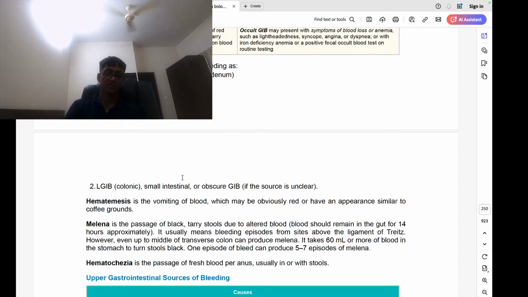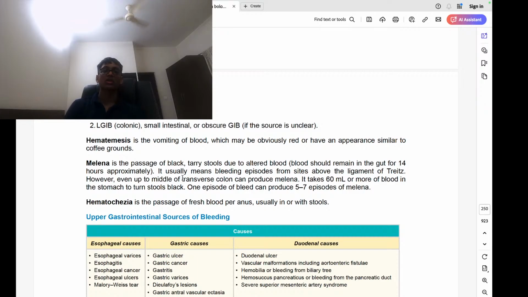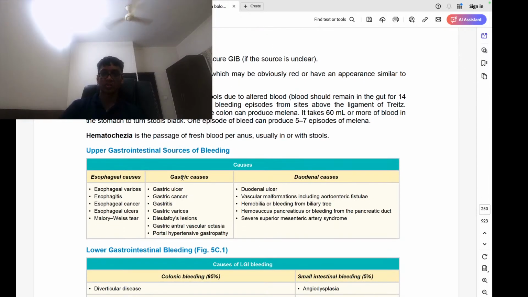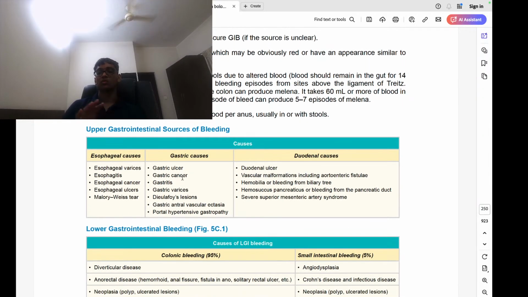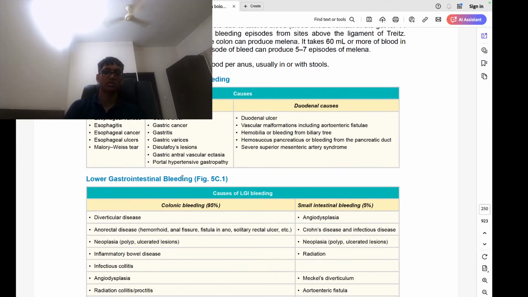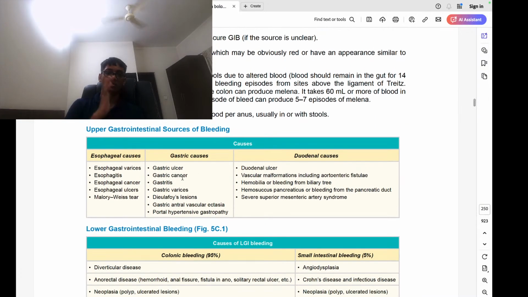Hematemesis is the vomiting of blood, which may be obviously red or have an appearance similar to coffee grounds. Melena is black tarry stools due to altered blood, and it usually means bleeding from a site above the ligament of Treitz. However, even up to the middle transverse colon, it can produce melena. It takes 60 mL or more of blood in the stomach to turn the stools black. One episode of bleed can produce 5 to 7 episodes of melena.